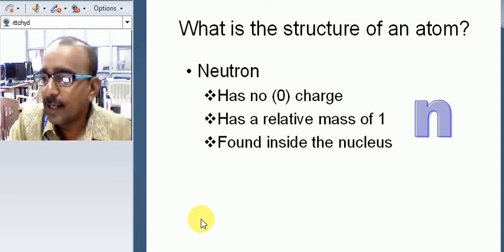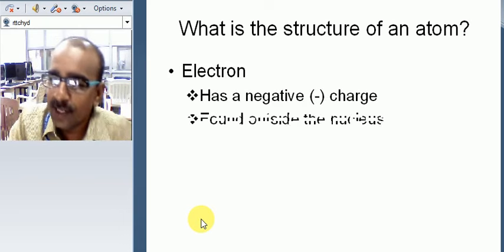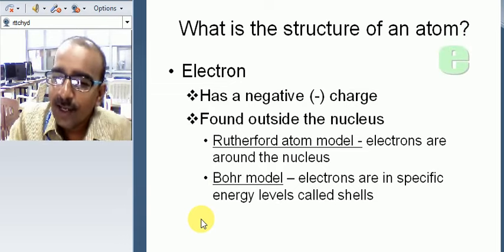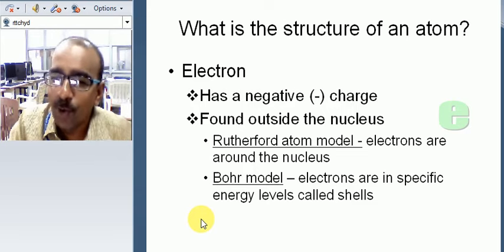The third type, the electron, is negatively charged. It is found outside the nucleus, as suggested by two of the atomic models, that is, suggested by Rutherford and Bohr.